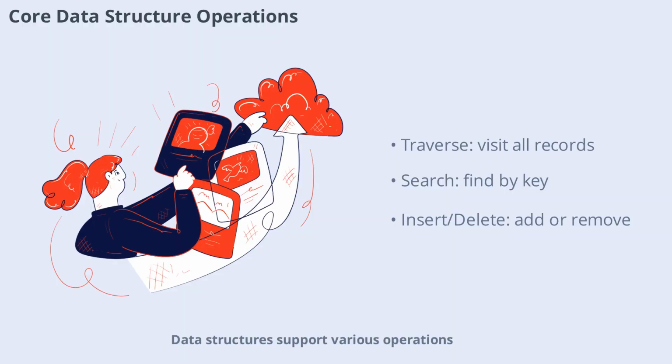Data structures support various operations, and the choice of structure often depends on which operations are most frequent. The four main operations are traversing, accessing each record once; searching, finding a record by key; inserting, adding a new record; and deleting, removing a record. Mastering these operations is key to effective data management.